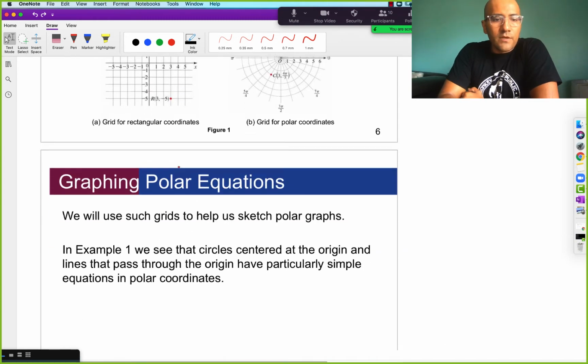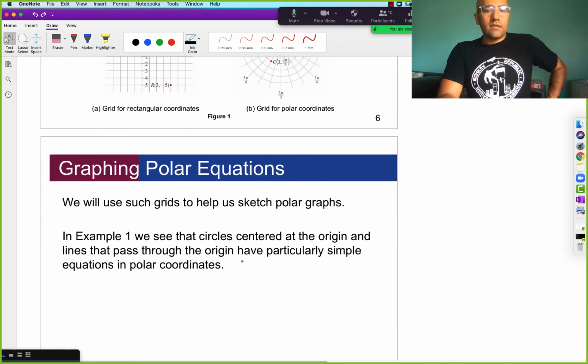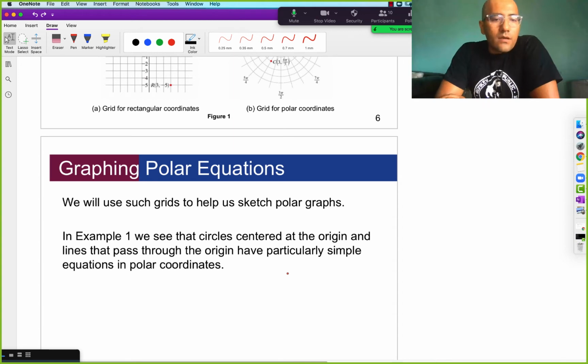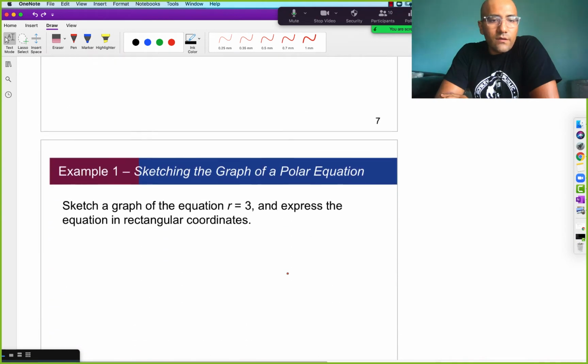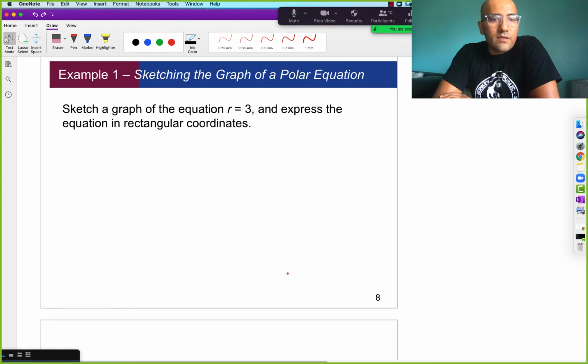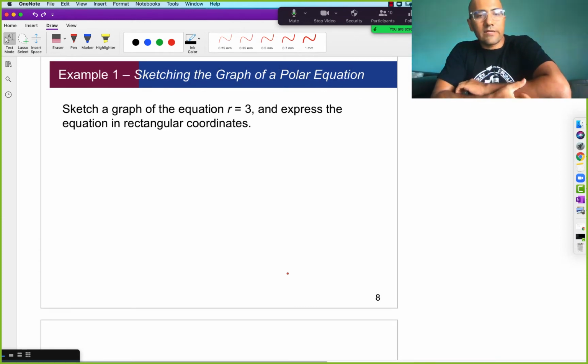Good, okay, so that's the comparison between the two. We use such a grid to help us sketch polar graphs. So let's graph these. Sketch a graph of the equation r equals 3 and express the equation in rectangular coordinates.